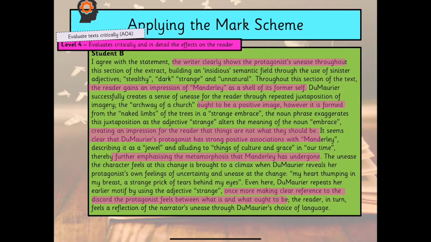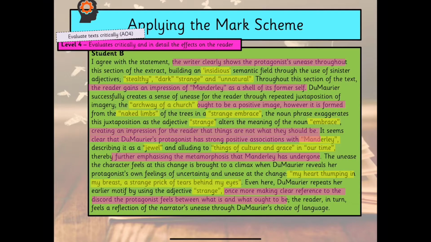For example, if we look in the middle of the extract from this answer, "this creates an impression for the reader that things are not what they should be, and it seems clear that Du Maurier's protagonist has strong positive associations with Manderley." And then jump a line, it goes to "further emphasising the metamorphosis that Manderley has undergone." So they're actually talking about two separate effects, but linking them together, and they're talking about the strength of that effect. So that is a really lovely piece of evaluation there, and it's a nice critical comment where it's clear that the student has considered the language and thought about the level of effect that it has on them as a reader.